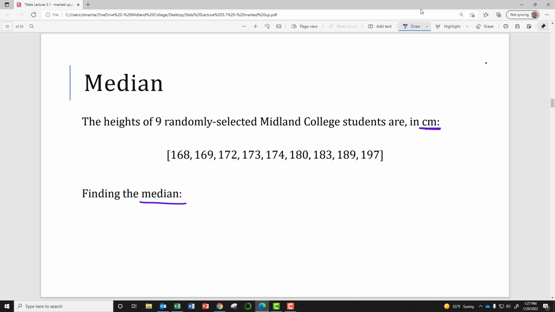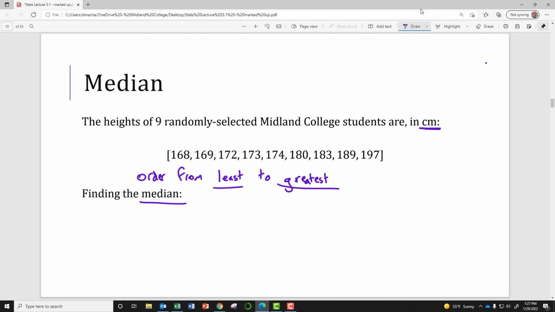And this is what we mean by median. You're going to put them in order. Notice these are in order from least to greatest, and if they weren't, you would have to start off by ordering from least to greatest. That's important. Important to have your data sorted.